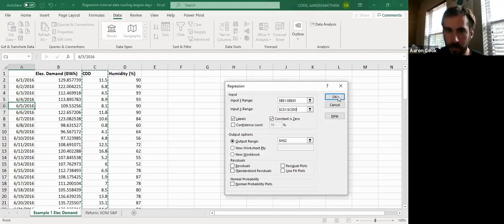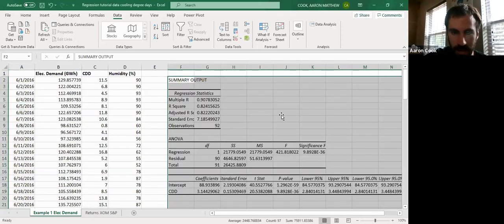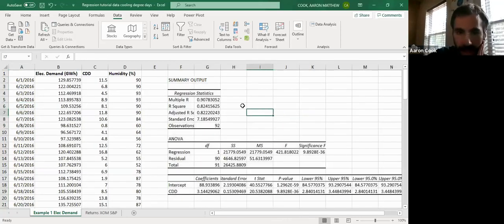Since each of the data ranges I've highlighted includes the labels at the top, I'm going to check this box for labels. And then I'm going to choose where the output is pasted. You can choose any cell you want to paste the output. I'm going to say F2 is where I want the output to start. Once you hit OK, that's going to perform the regression analysis, and this is the output you get from that.